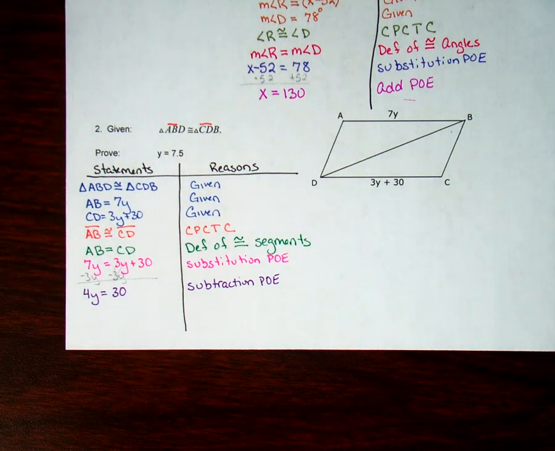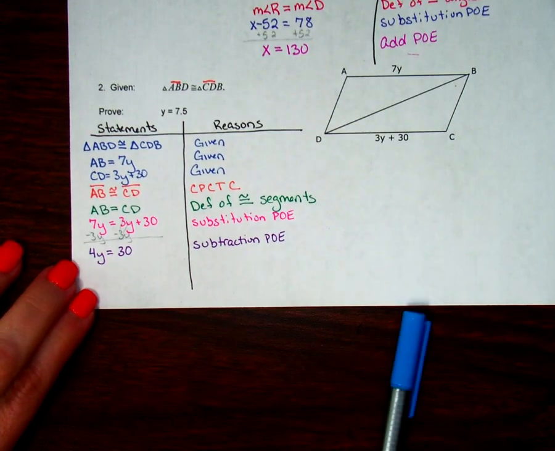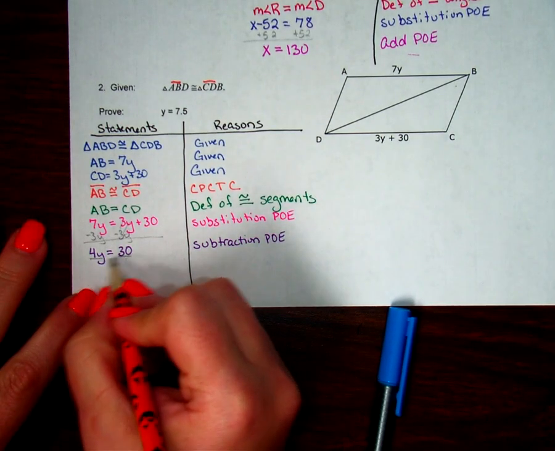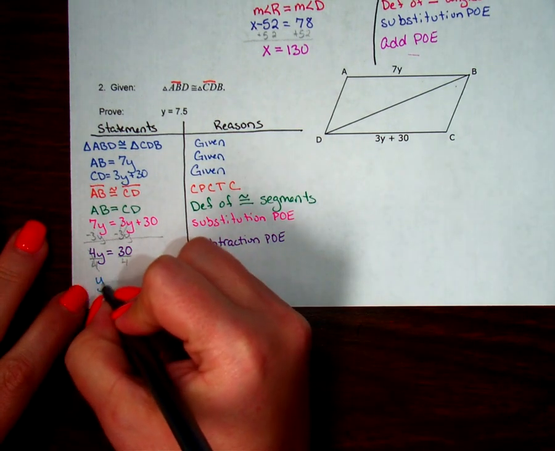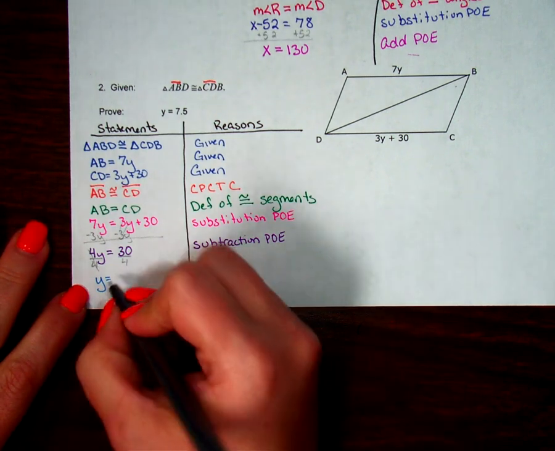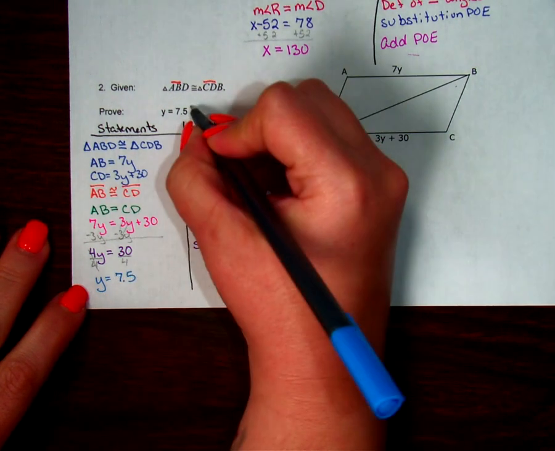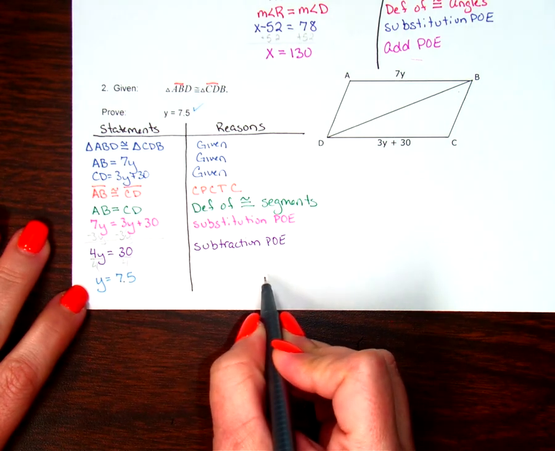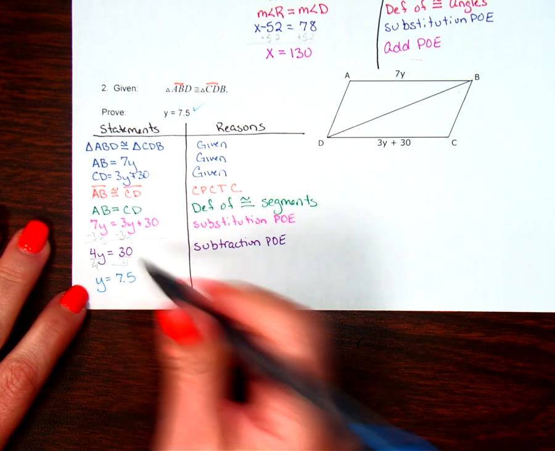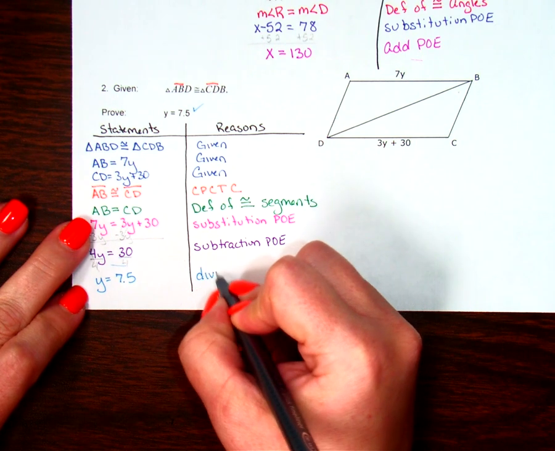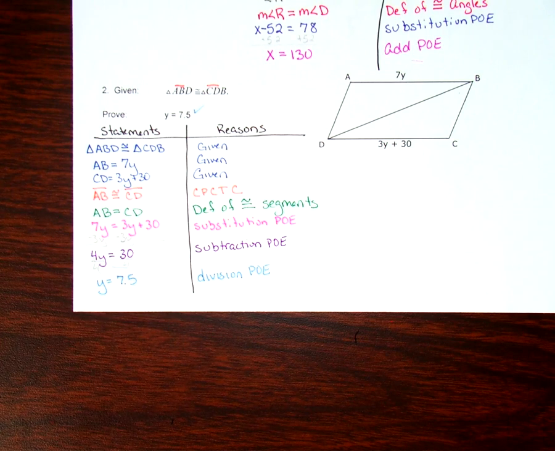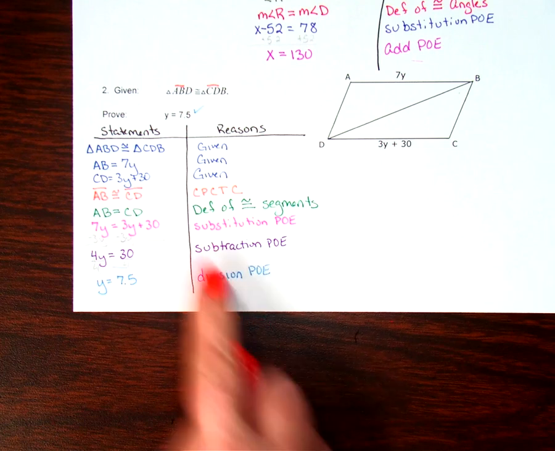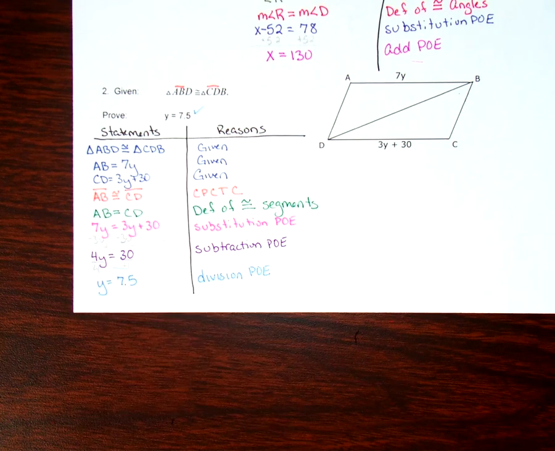And then last but not least, to get rid of that 4 in front of the y, I am going to divide both sides by 4. And y equals 30 divided by 4, which is 7.5, which is what I was trying to prove, but I do not put the word proof here. What did I do to get from here to here? I divided both sides by 4, so the division property of equality. Okay, never end your proof with the word proof. The whole thing here is the proof. All of this together is the proof that y equals 7.5.